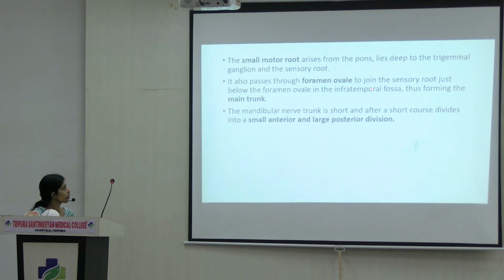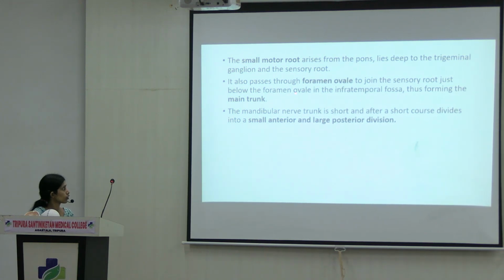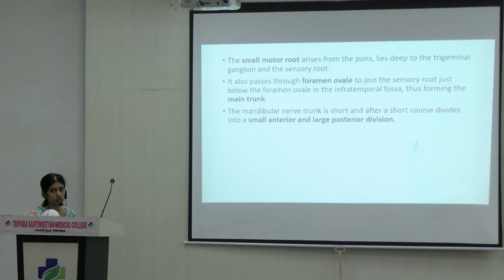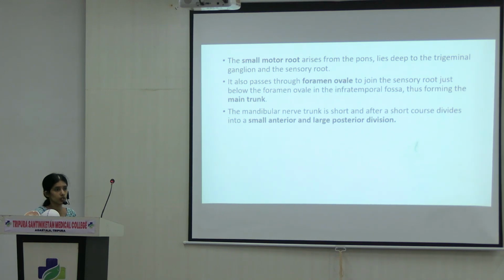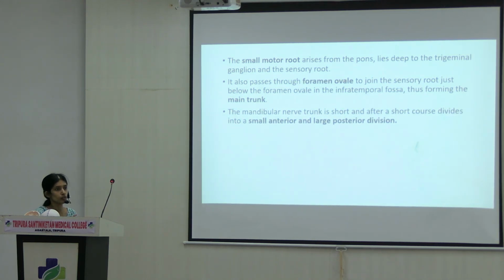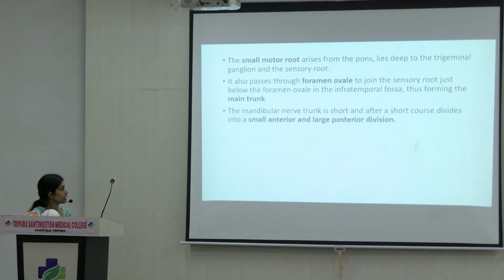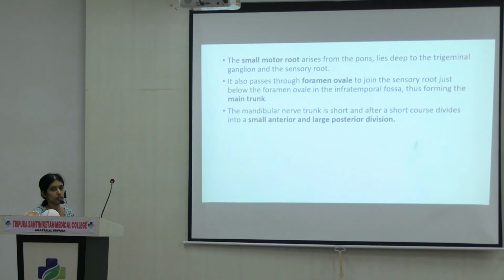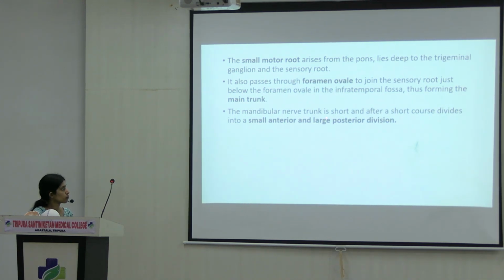Note this point. To join the sensory root just below the foramen ovale in the infratemporal fossa. So, both your sensory root and motor root are passing out from the foramen ovale and later it will enter into your infratemporal fossa region. Note this point, it will be discussed in the clinical anatomy part, okay. Thus forming the main trunk of your mandibular nerve. The mandibular nerve trunk is short, and after a short course again it will be divided into a small anterior part and large posterior divisions, okay.